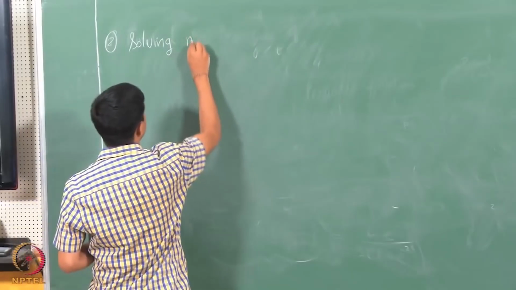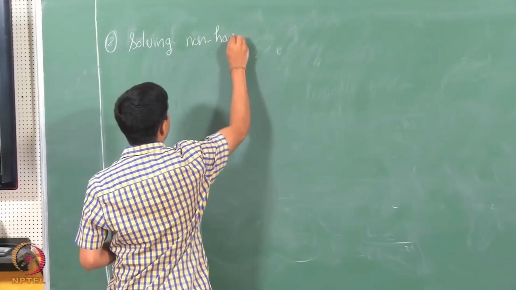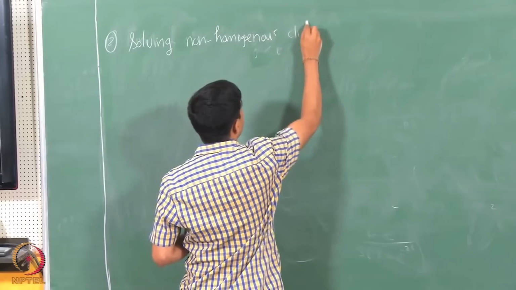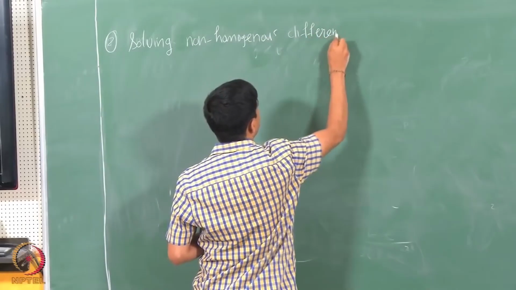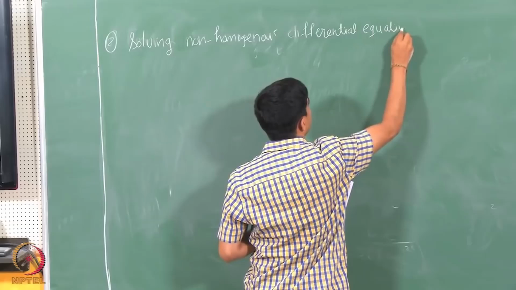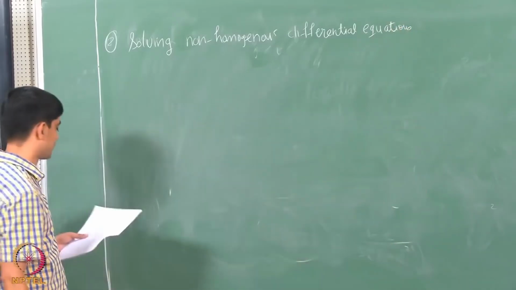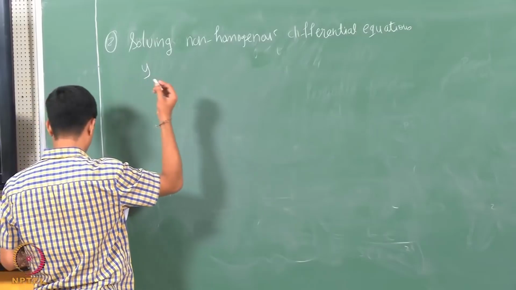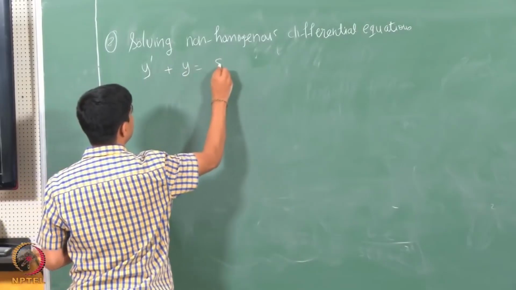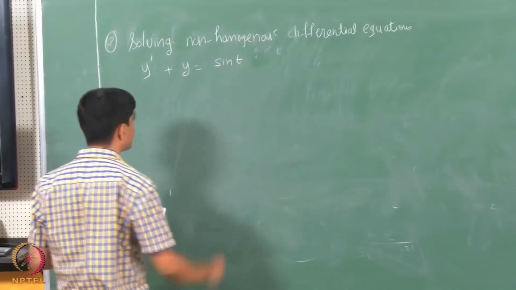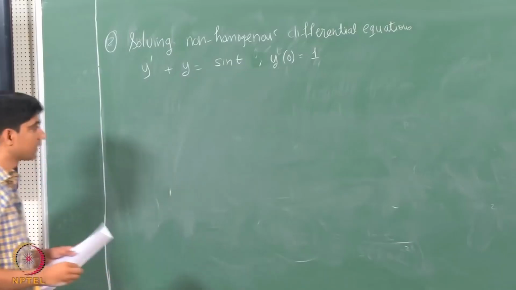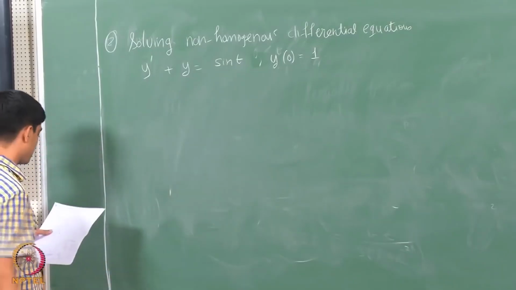solving non-homogeneous differential equations. Or also called forced differential equations. So, it just looks like this, say y dot or say y prime plus y is sine of t with the initial condition y of 0 being 1. Okay. Now, I take the Laplace transform on both sides.